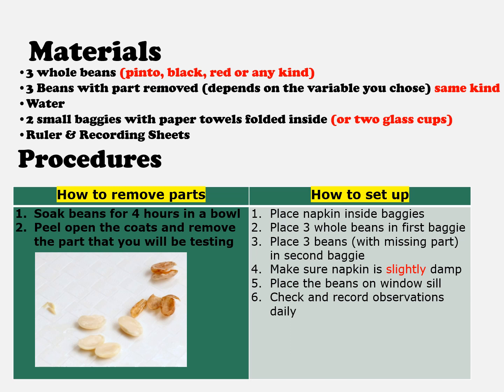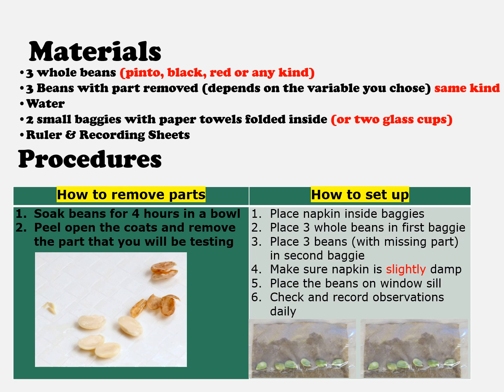Procedures. This is how you would remove the parts. In a bowl with water, you will soak the beans for 4 hours. After the 4 hours passed, you will peel open the coats and remove the part that you will be testing. Look at the picture so you can know and see what you're looking for.